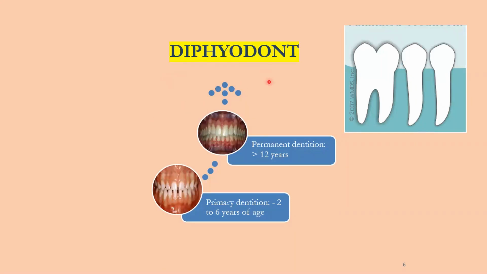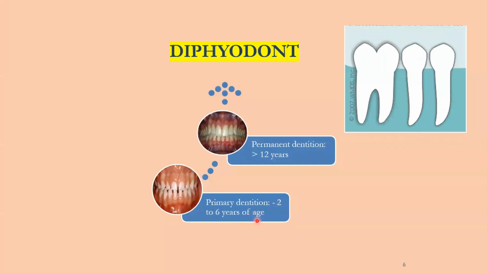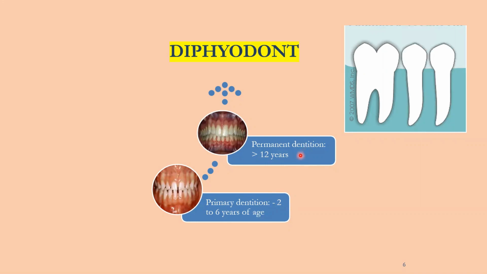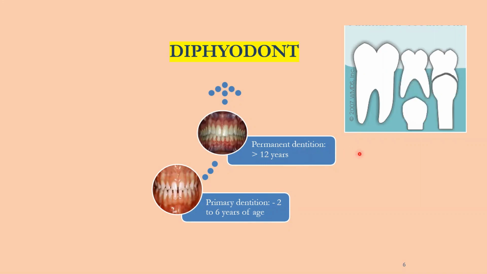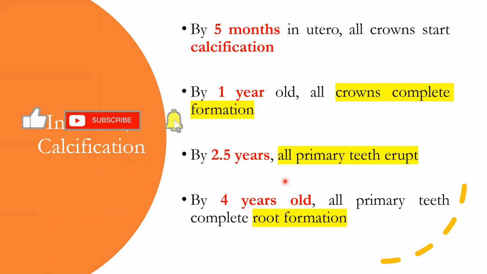And the human dentition is considered diphyodont because there are two sets of dentition in human life: primary dentition, which lasts from 2 to 6 years of age, and permanent dentition, which starts around 6 years of age, and after 12 years of age it's just a permanent set of teeth which are present in your mouth. In between, they both are seen together, and that phase is called the mixed dentition period.